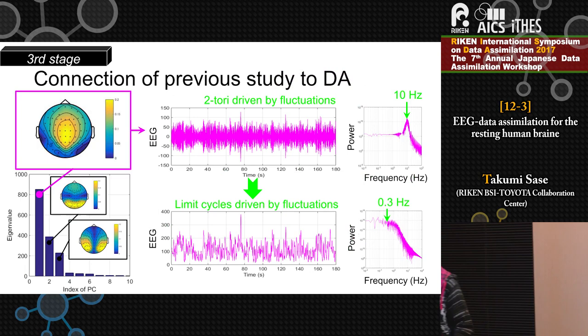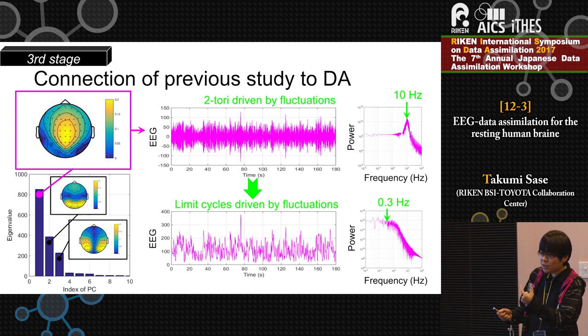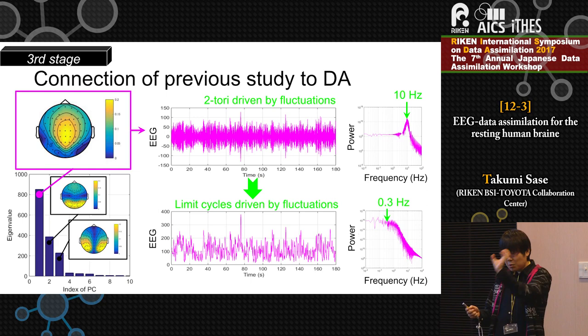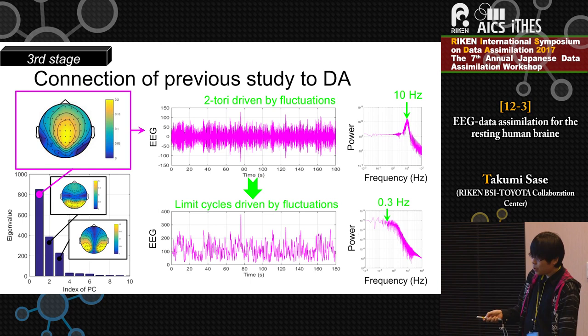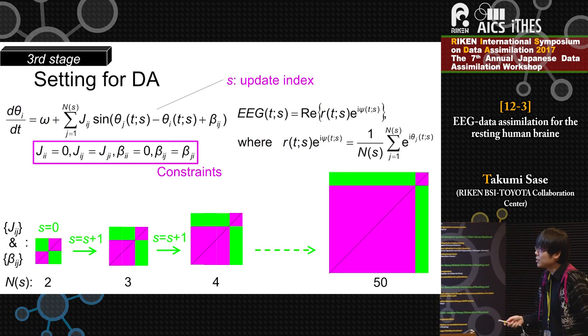Finally, a problem exists. Actually, we record EEG simultaneously from so many channels, so simultaneous data assimilation is very difficult. So we use principal component analysis, that is PCA, and we choose the first PCA to be data assimilated. And this is a little different from the original Kuramoto model.